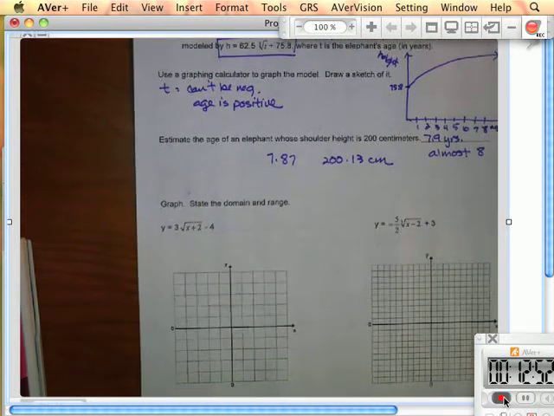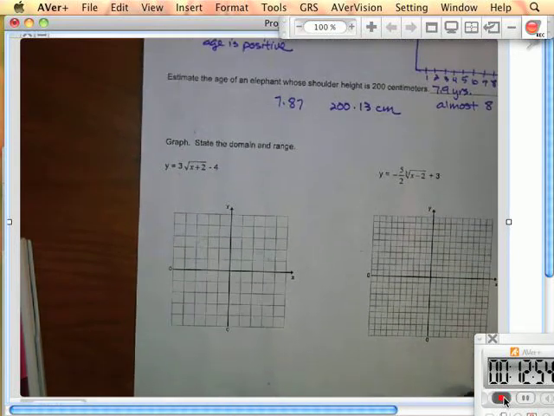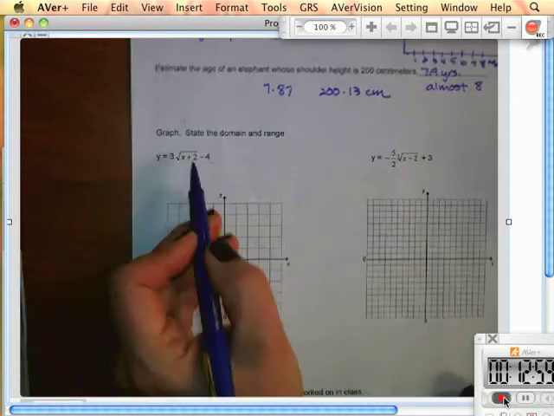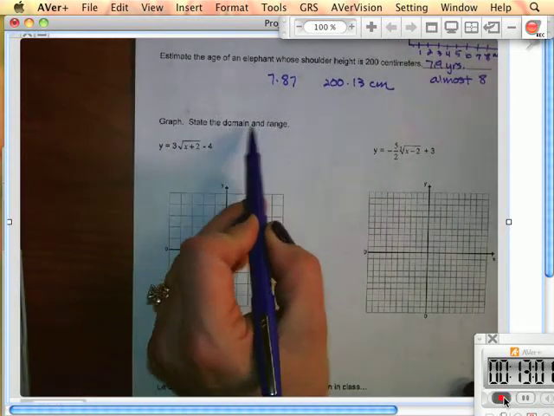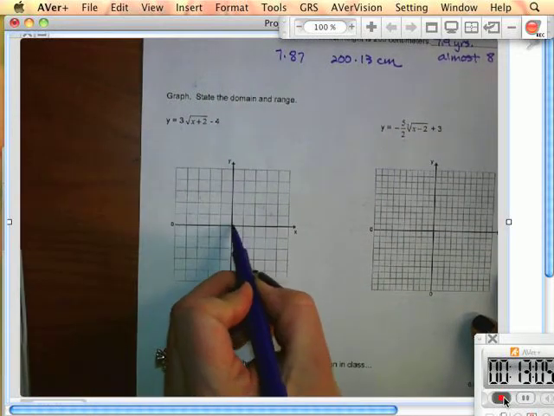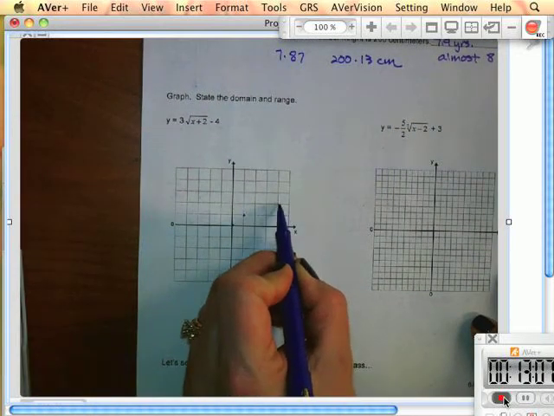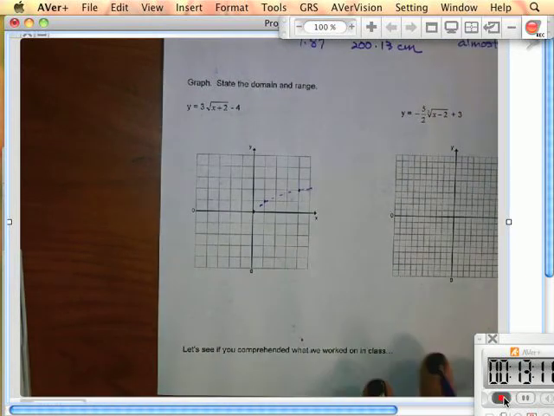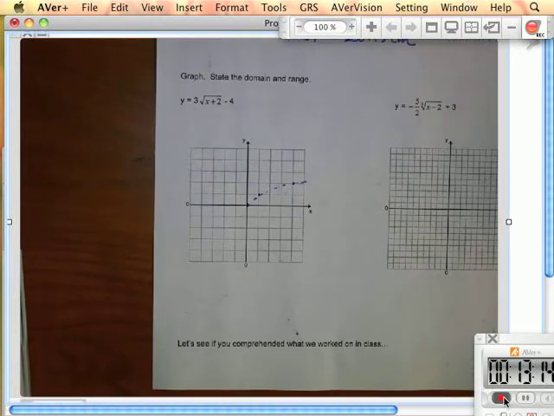Okay. So let's do this next one. We'll move on. You know you have to have story problems because they're fun. All right, graph, state the domain and range. First let's start with a graph. This is a square root, so I'm going to start with the parent function and just sketch it here: (0, 0), (1, 1), (4, 2). That's the parent function.